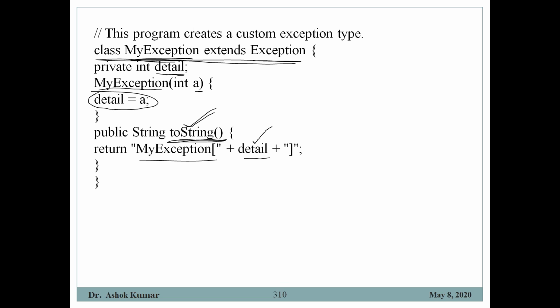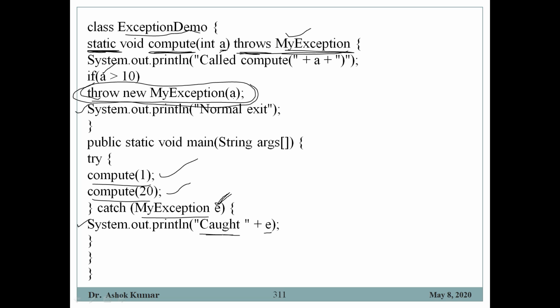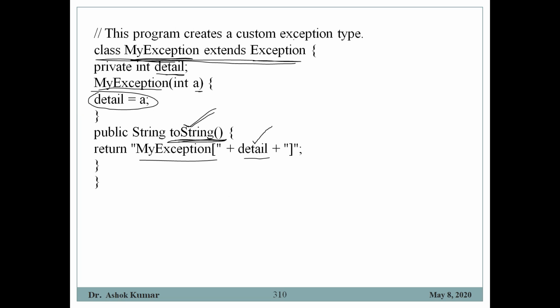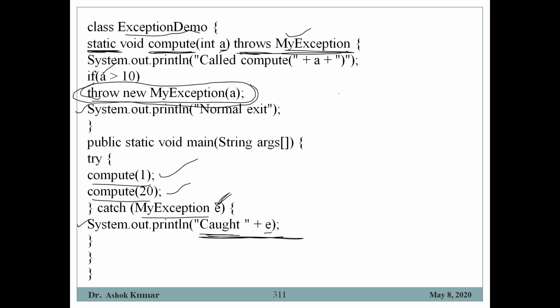So I repeat the main points. Whenever you want to create your own exception, you have to extend the exception class. This is the important point, right? And the second is you have to throw the exception using some business logic. Here we are using a simple business logic. When the value of a is greater than 10, then we should throw the exception.